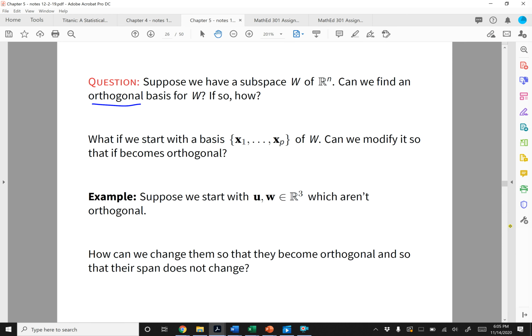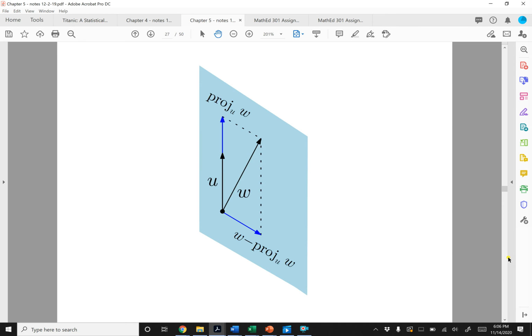So just to start off, as an example, we're picking two vectors in R3 that aren't orthogonal. How can we change them so that they become orthogonal and their span does not change? We still want the orthogonal basis to be a basis of the same subspace. This is the important geometry for Gram-Schmidt. Here we have the vectors u and w, and we can keep one of the vectors. What we want to do is take the piece of the other vector that is perpendicular to the first. So we're going to keep u, and then we take the projection of w onto u.